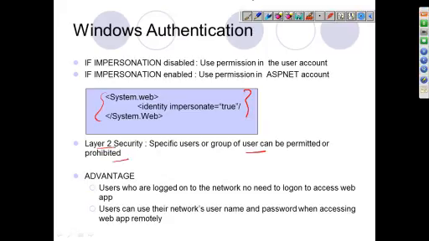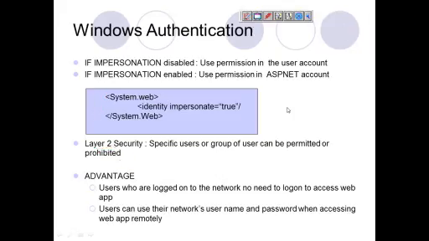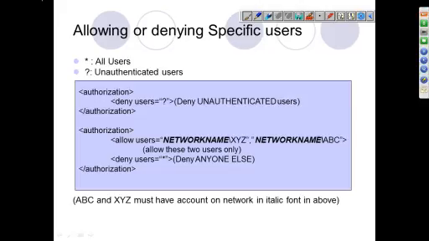Now layer 2 security is where specific users or groups of users can be permitted or prohibited. This we can also set in the configuration. We can allow or deny specific users. When I write this asterisk, it means all the users, and this question mark means unauthenticated users. So what we can do is authorization deny users, that means deny all unauthenticated users.